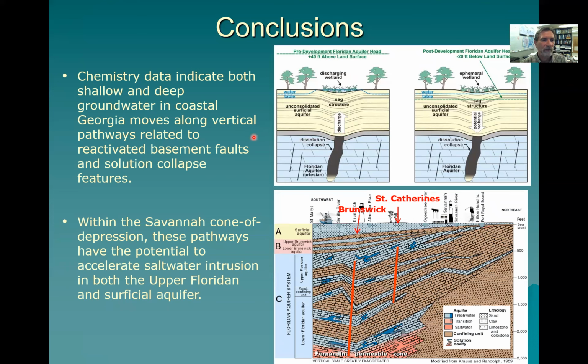So to sum up, I know I'm probably running past my 20 minutes. Our chemistry data indicate both shallow and deep groundwater in coastal Georgia moves along vertical pathways related to reactivated basement faults and solution collapse features. Within the Savannah-Kona Depression, these pathways have the potential to accelerate saltwater intrusion in both the Upper Floridan and the surficial aquifer.